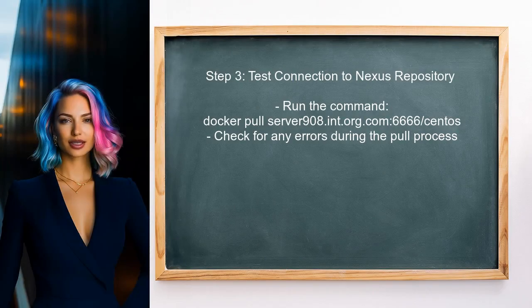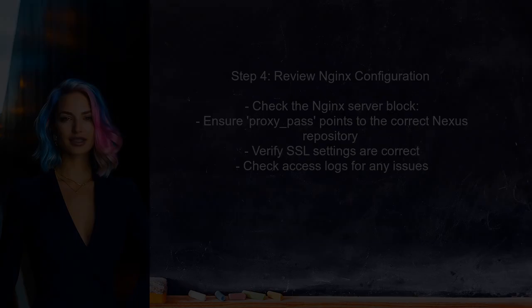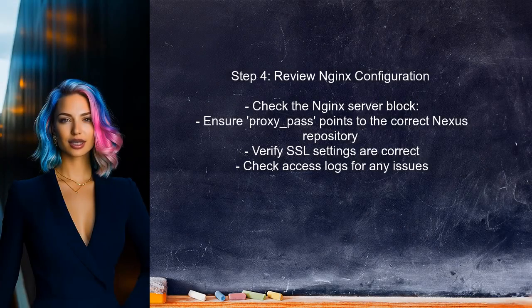After confirming the Docker configuration, the user should test the connection to the Nexus repository. This can be done by attempting to pull an image that is known to exist in the Nexus repository. If the user continues to encounter errors, they should review the Nginx configuration. It's important to ensure that the proxy settings are correctly forwarding requests to the Nexus repository.